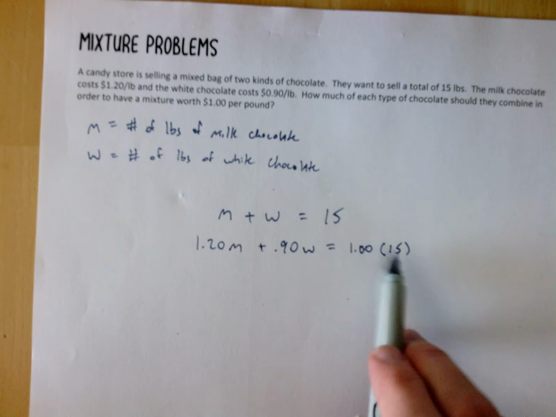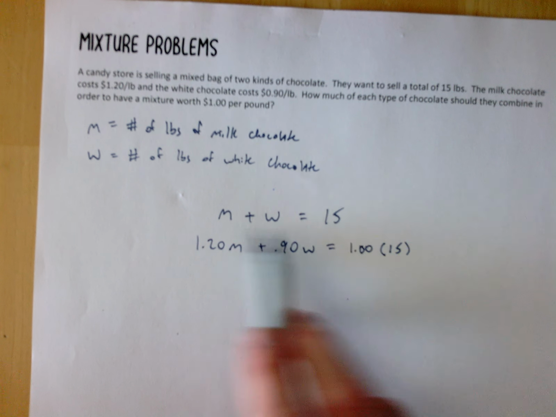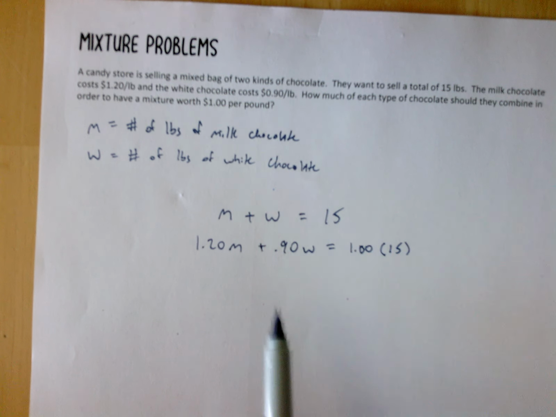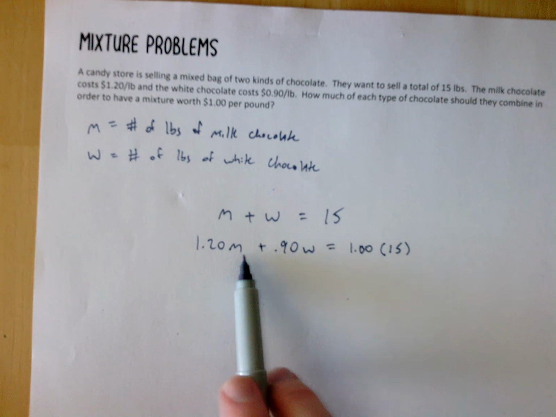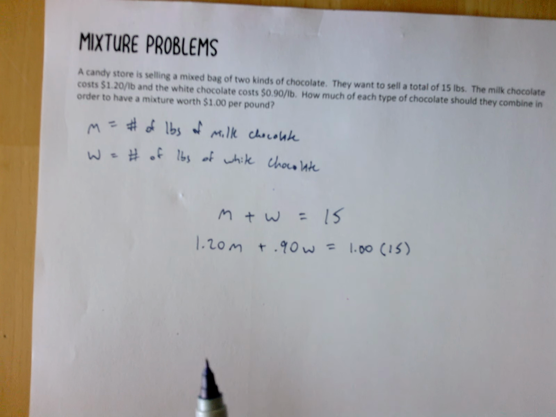So this number 15 actually shows up in both equations. It shows up in the one strictly talking about the amount, and then it also shows up in this one that's about how much money. So how much money times the number of pounds plus how much money times the number of pounds equals how much money times the number of pounds. All right, and then this is the system that we're going to solve. So I'm going to solve this by elimination.